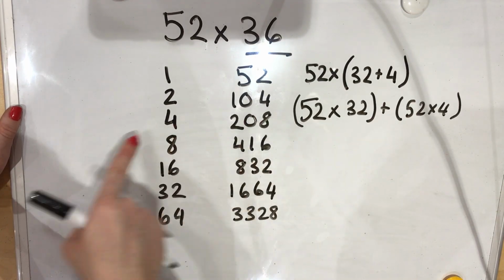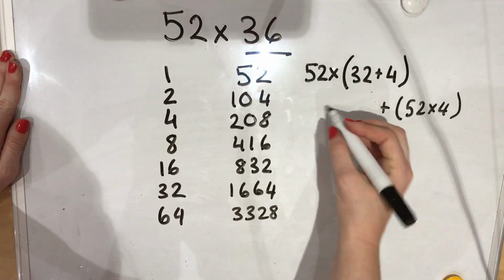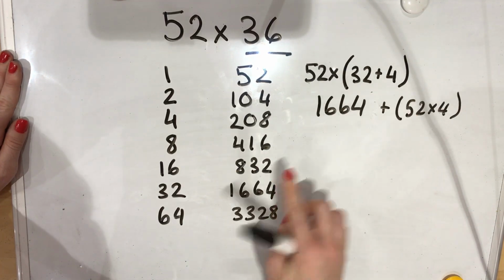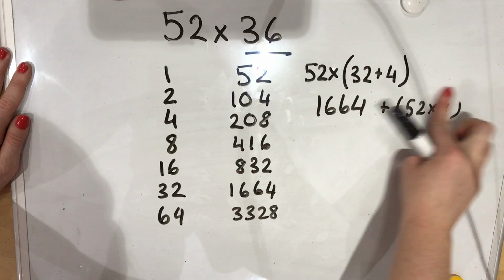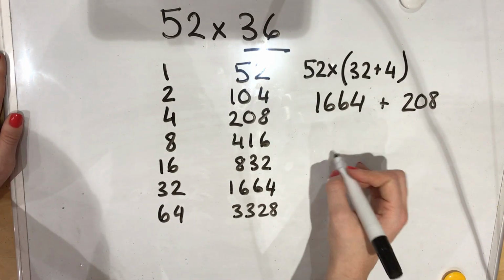So let's have a look. By 32, that's going to be 1,664. And this one is going to be 208. So let's add them together.